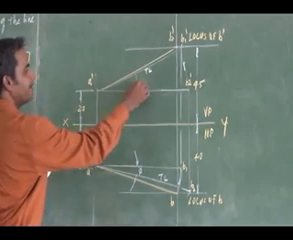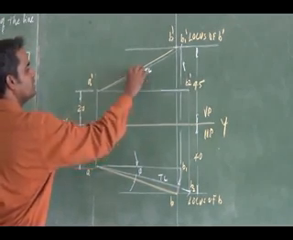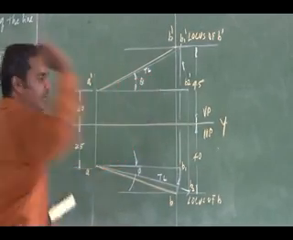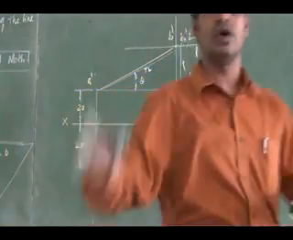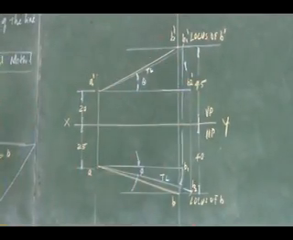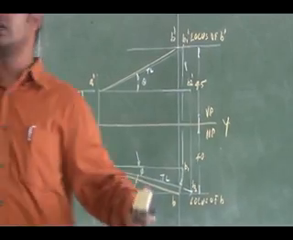What will be this angle? What will be this angle? Theta. This is my theta. So this is how you can find it out. In the reverse manner you have to find it out. Similarly, I can give any five data and you have to find out the remaining data.